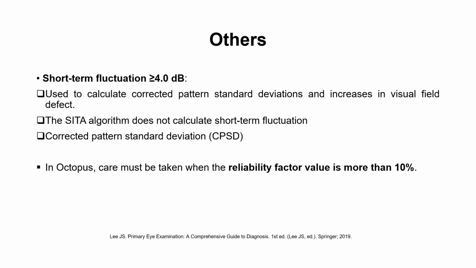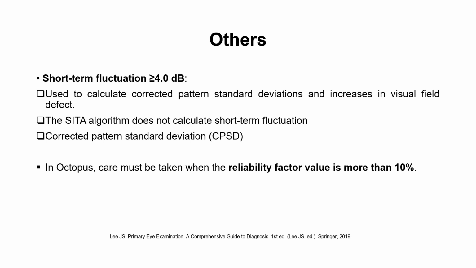We have what we call the corrected pattern standard deviation, corrected to the short-term fluctuation, and we'll talk about the pattern standard deviation on the following slide. The pattern standard deviation is corrected to the short-term fluctuation, and it measures the localized variability, the localized irregularity. So if you see a high corrected pattern standard deviation, it means high localized irregularity and is highly suspicious for glaucomatous damage.